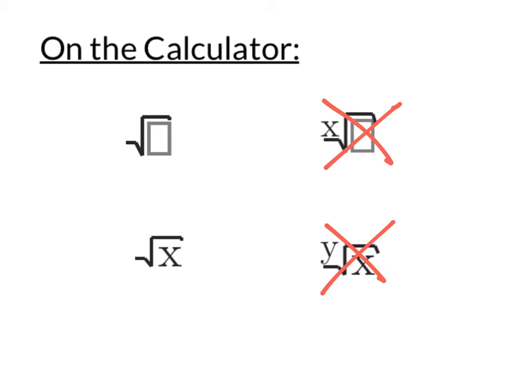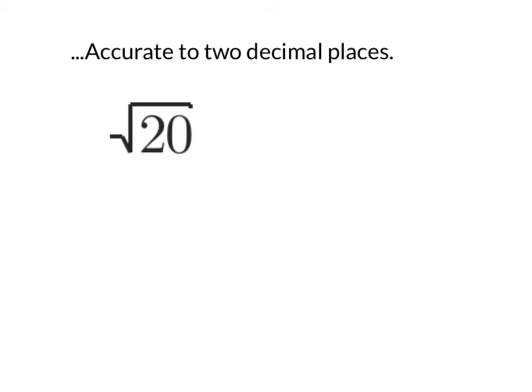I noticed that on the iPhone, their square root button looks like this. Even though you would never actually write square root of x like that, that's how your iPhone refers to the square root. Practice using your calculator. Got one near you? Take it out right now and find the square root of 20 accurate to 2 decimal places. Now, depending on your calculator, you might have to type in 20 and then hit the square root button. Another calculator, it might be that you have to hit the square root button, type in 20, and then hit enter. Whichever way your calculator is, you have to figure that out.